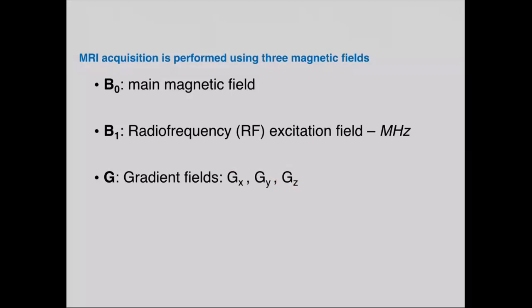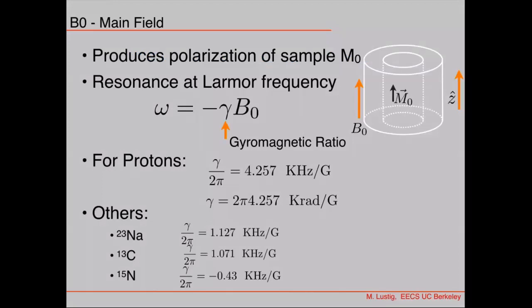All right, so again, let's quickly talk about the B1 field. Well, it produces the polarization of a sample, M0. We put a sample in, and it will produce a polarization. So a net magnetization from an ensemble of spins will be created when we put a sample inside a strong magnetic field. And then the resonance frequency of that sample, omega, would correspond to minus gamma B0, where gamma is the gyromagnetic ratio. So this angular frequency is proportional to the magnetic field. And again, for proton it is 4.257 kilohertz per Gauss.